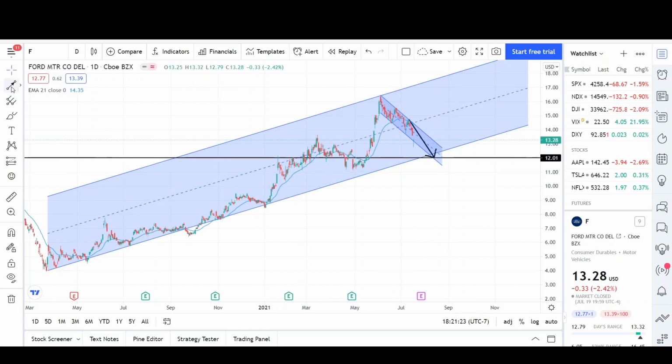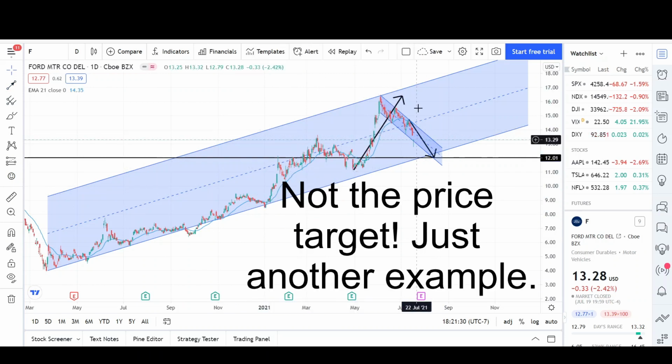Now, if we were to continue higher from here, I potentially see this happening. We had this leg up, a correction, and then the second leg. And look what happened again.